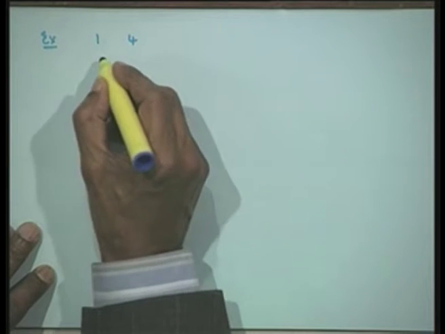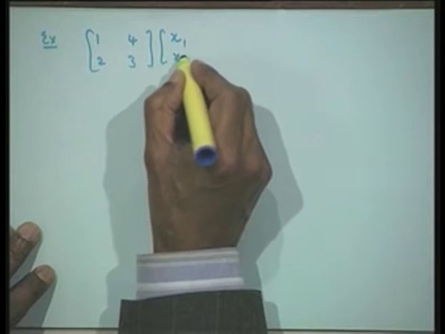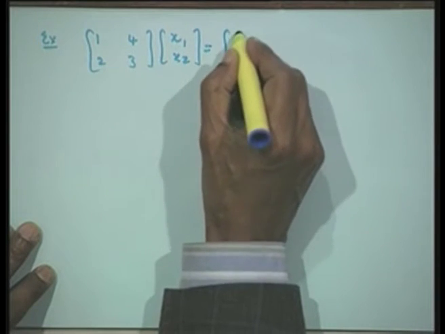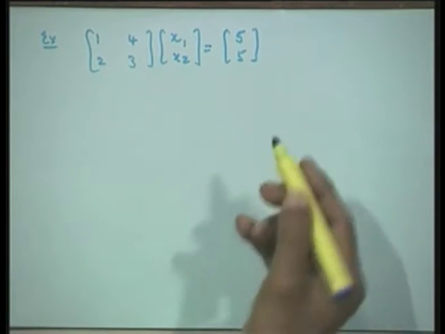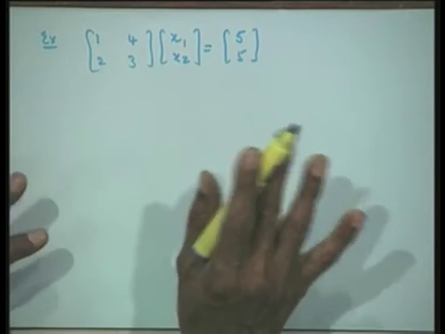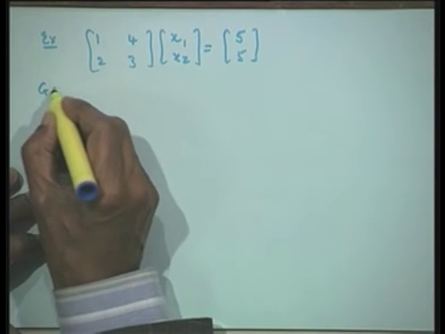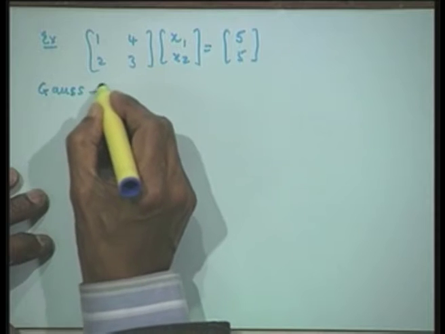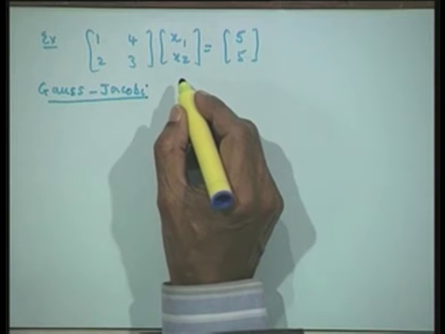Now, let me just show an example, a very trivial example. Let us take this example of the matrix 1 4, 2 3 times x 1, x 2 is equal to 5, 5. Now, this is an artificial example in which I had taken the solution as 1 1, that is 5 and 5. Let us solve this by Gauss-Jacobi. I want to see whether it is going to converge or not.